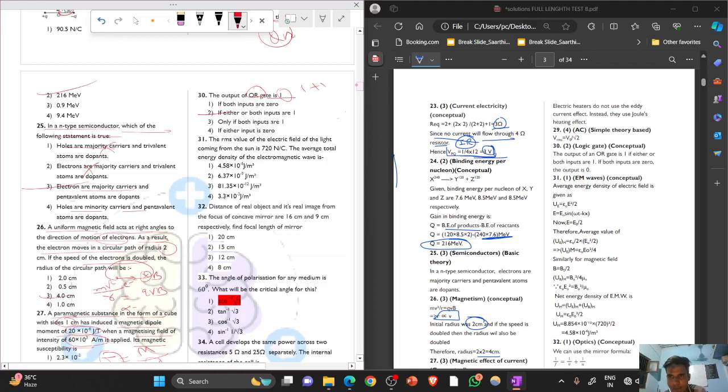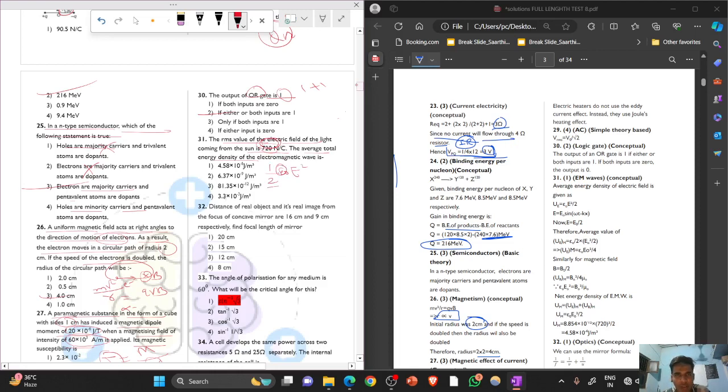Theoretical question. Now moving ahead, the RMS value of the electric field of the light coming from this is given, and you need the average total energy density. You just need to average for the total. This is the RMS value given. Simply average the total energy, half epsilon naught E square. This is your energy density. You just need to put the values here.